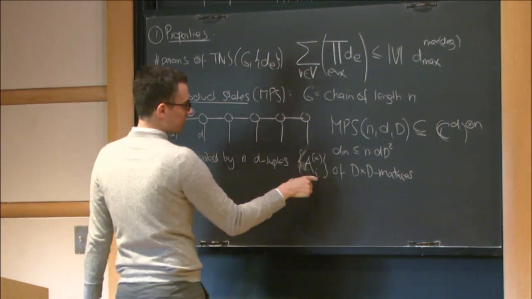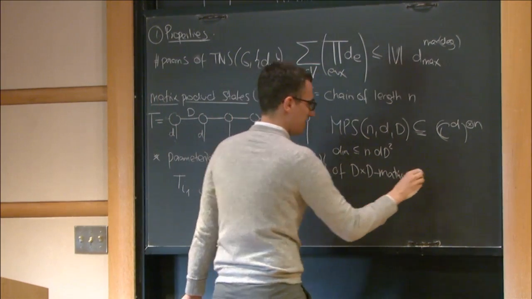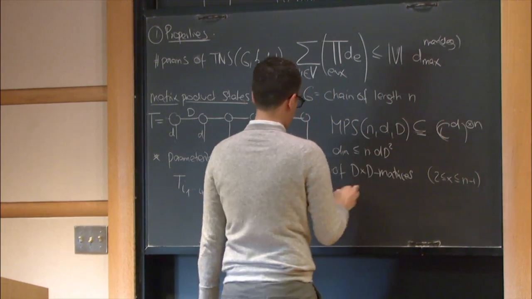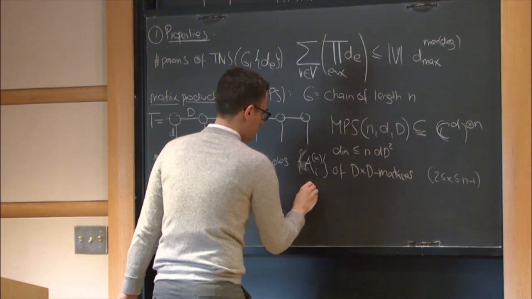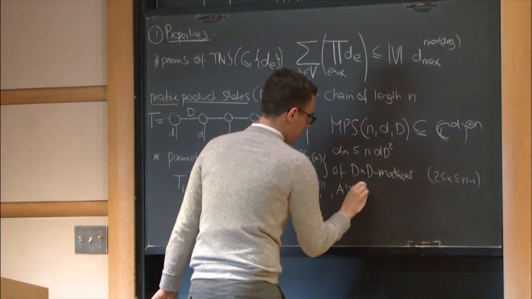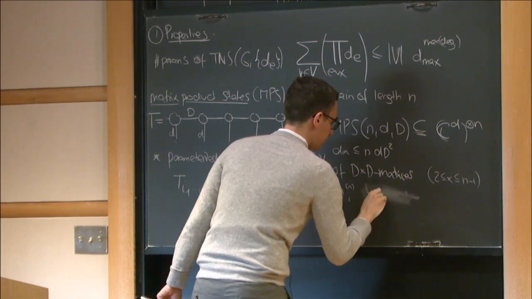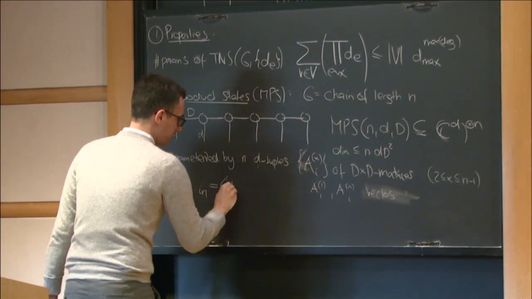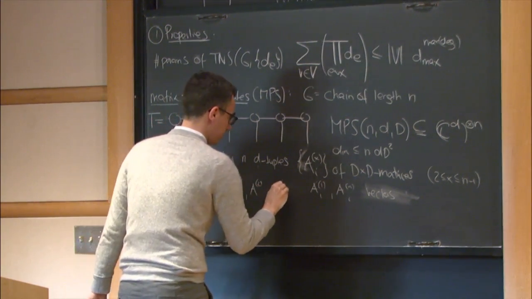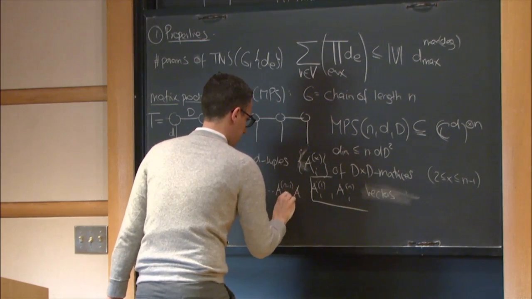Okay, I was being slightly sloppy here because for x equals 1 and x equals n, that's not a D by D matrix, but a 1 by D and a D by 1 matrix. So maybe I should say 2 less or equal to x less or equal to n minus 1. And then we have A^{i_1} and A^{i_n}, which are 1 by D, respectively D by 1 matrices, just vectors, covectors. So maybe let's just say these are vectors. So then we can write this as a product of the matrices for i_2 up to i_{n-1}.